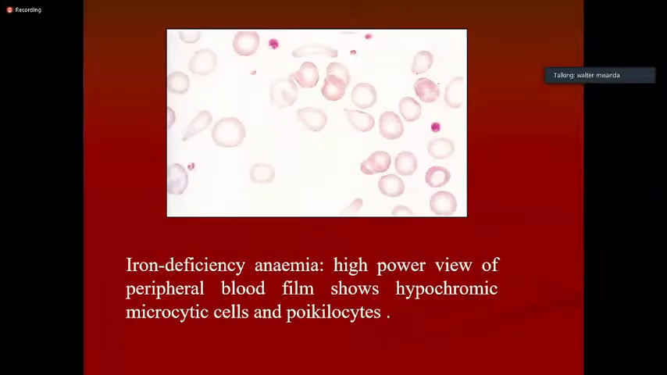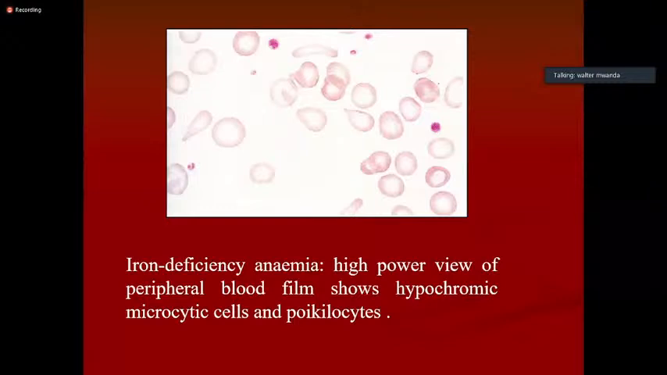This is a higher power view of the blood film. See some of the changes there, and as I say and I repeat, they involve changes in shape, changes in central pallor, changes in inclusions. If you check clearly, you'll see three types of changes in shape. Right, here you can see an oval-shaped or pencil-shaped cell, which is bent. You can see a teardrop or pear-shaped cell, and you can also see a target cell.